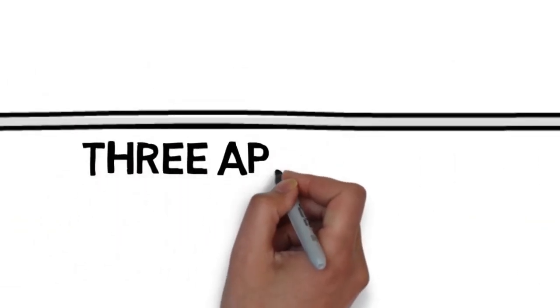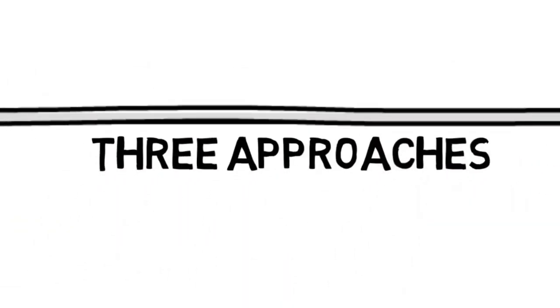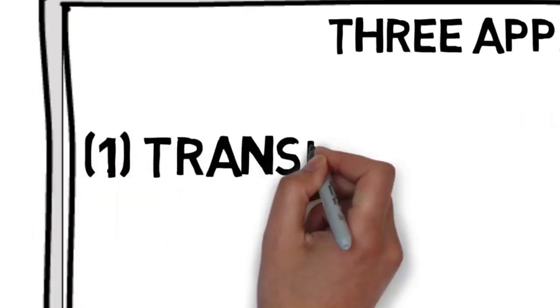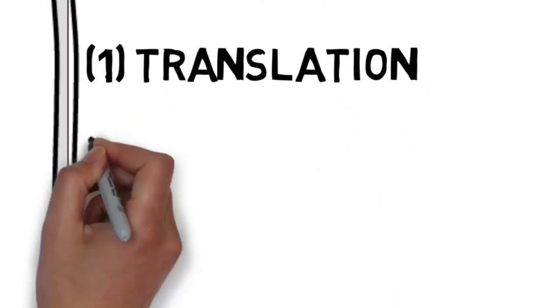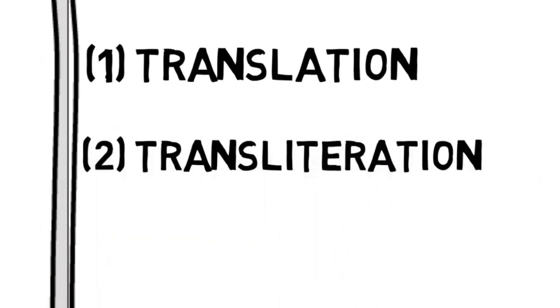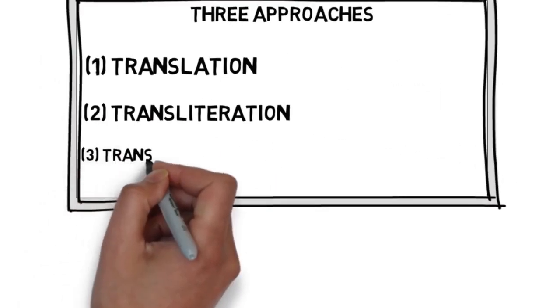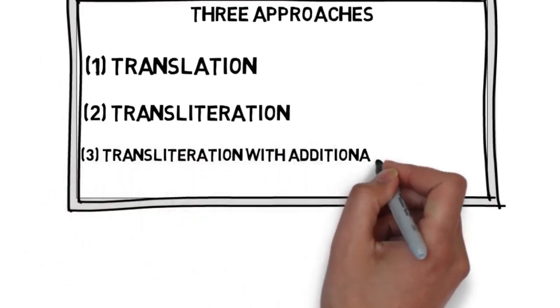So, we are going to know how to transfer proper nouns and avoid any kind of misunderstanding or embarrassment. We have three approaches. 1. Translation. 2. Transliteration. 3. Transliteration plus an additional description.